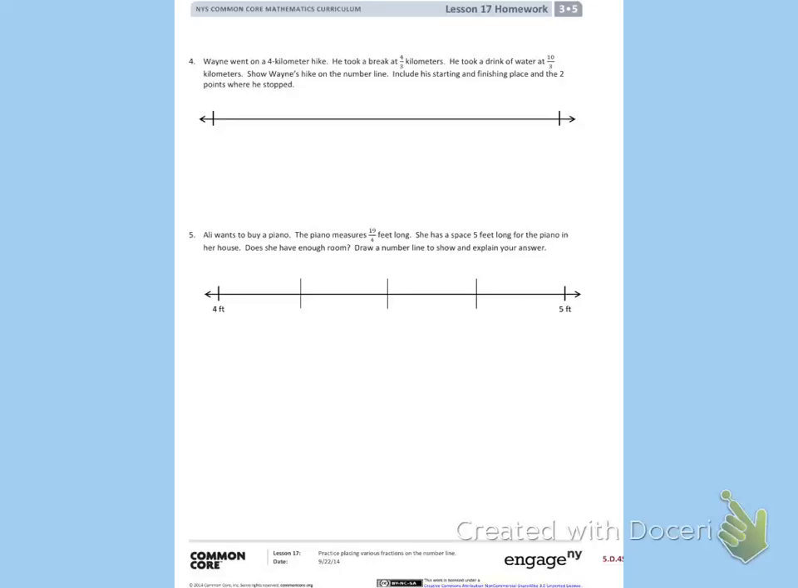Module 5, Lesson 17's objective is to practice placing various fractions on the number line. Item 4 says, Wayne went on a 4-kilometer hike. He took a break at 4/3 kilometers. He took a drink of water at 10/3 kilometers. Show Wayne's hike on the number line. Include his starting and finishing place and the 2 points where he stopped.